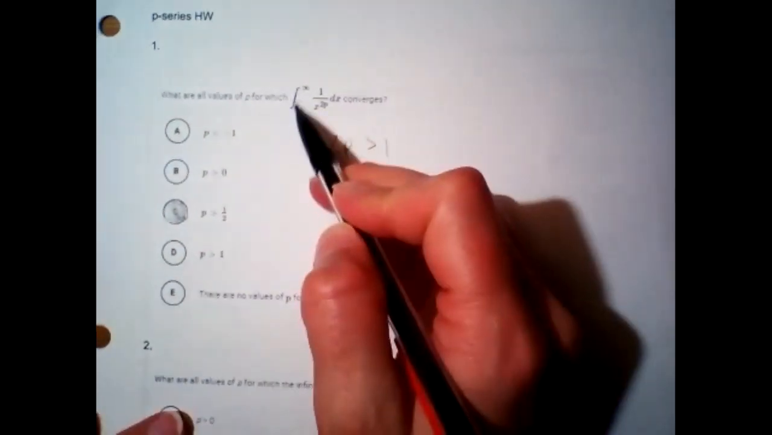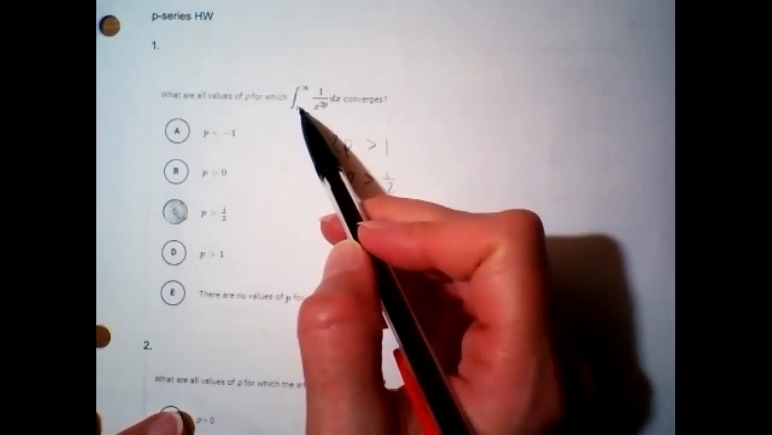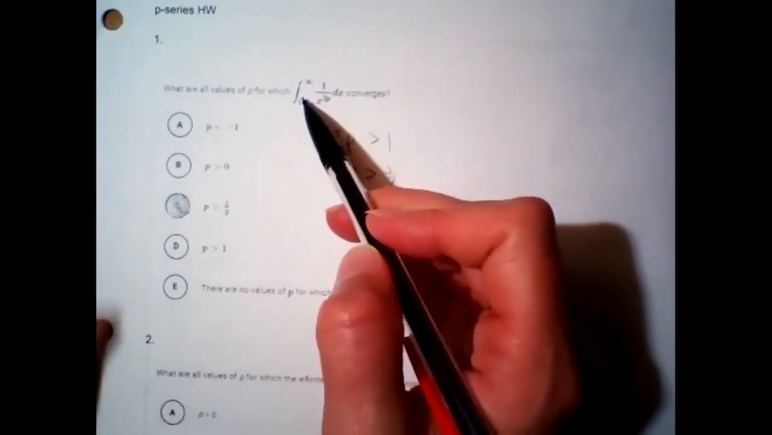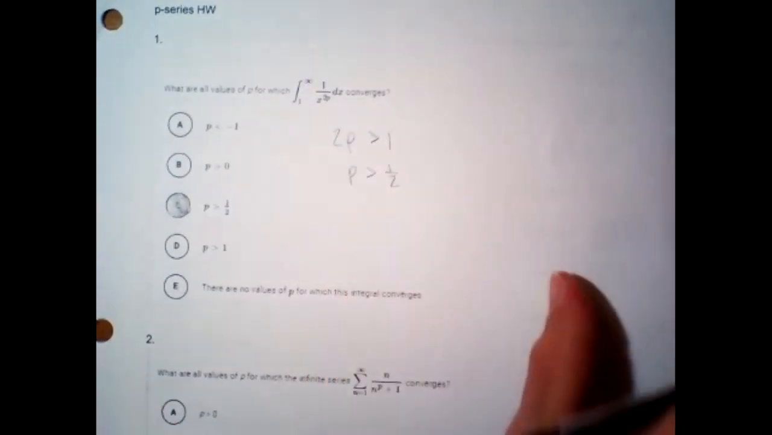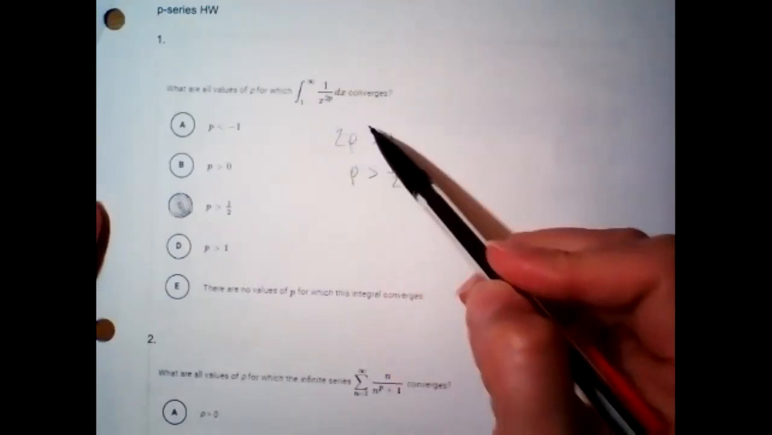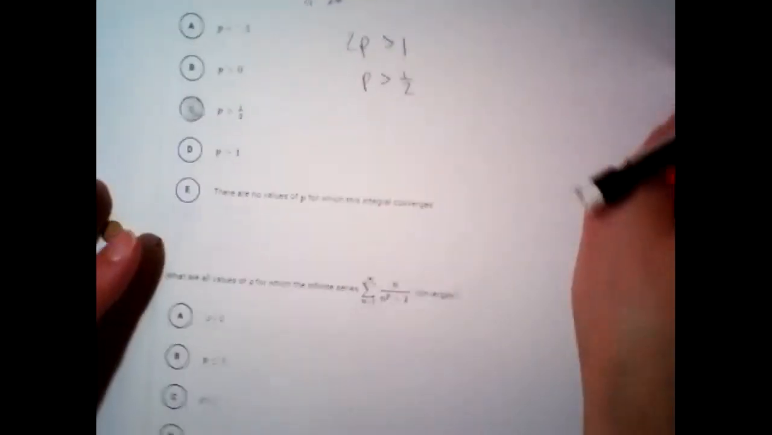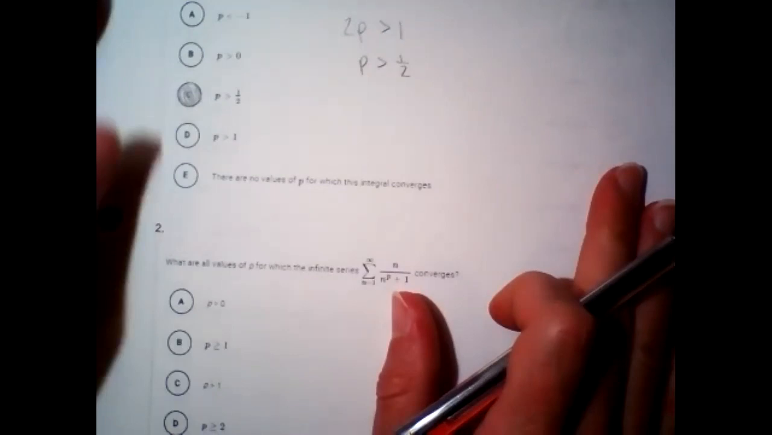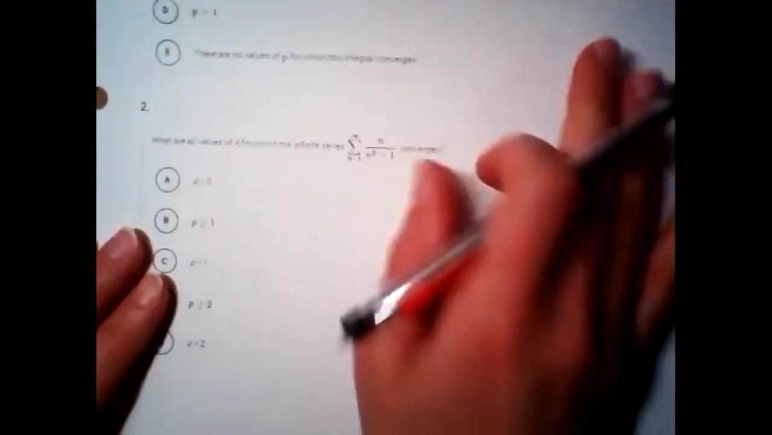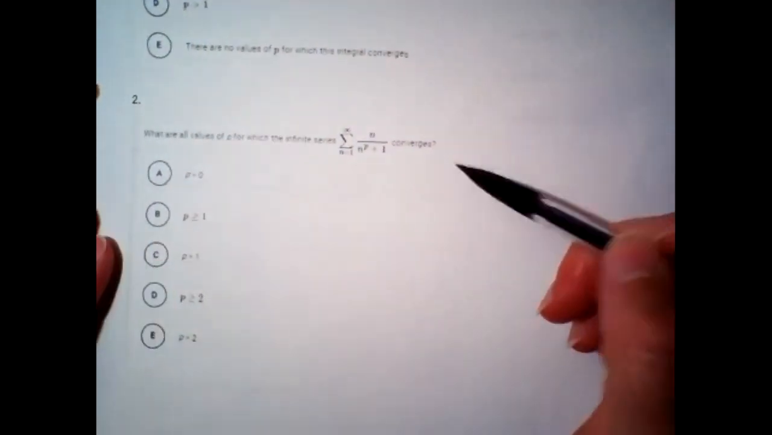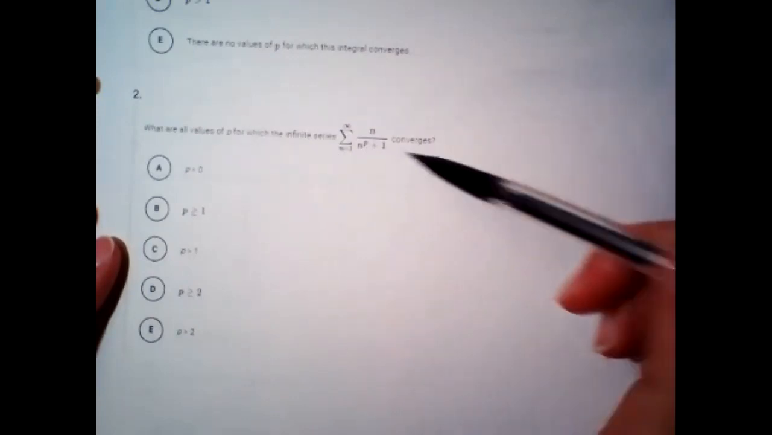And I know that was written as an integral instead of a series, but remember the integral test says whatever the integral does, the series is going to do as well. So if the integral converges, or if the series converges, then the integral is going to converge as well. All right, for this one, this I think is arguably the weirdest question on here. For which values of p would this converge?